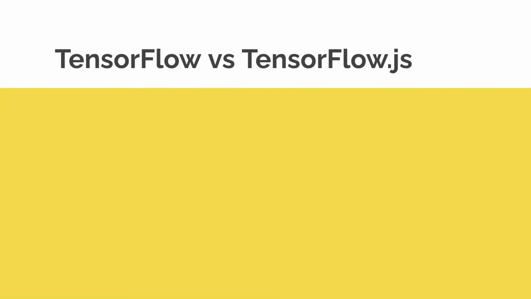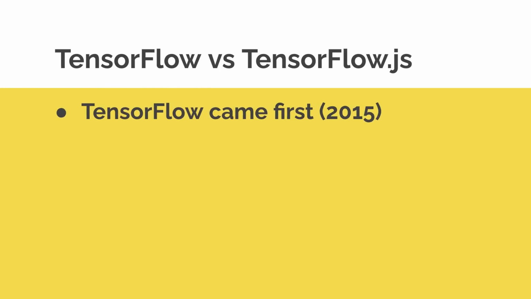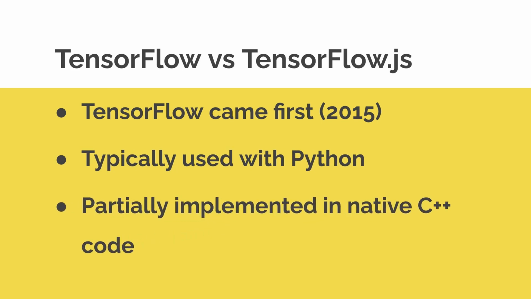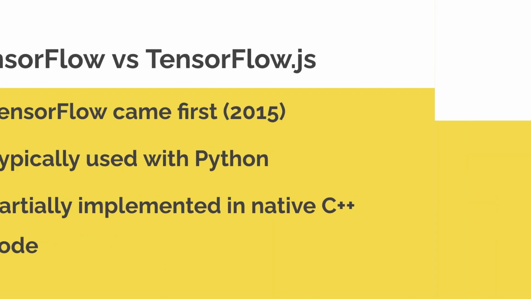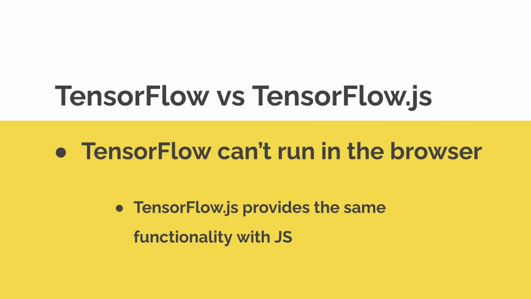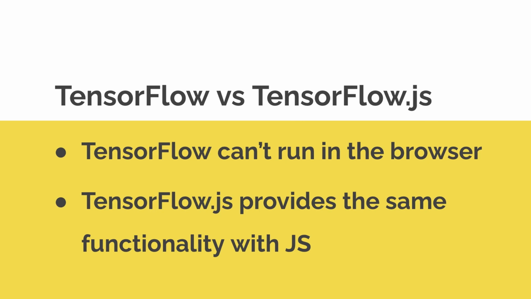So it's highly flexible. Let's compare TensorFlow versus TensorFlow JS. Regular TensorFlow came first. It was released in 2015, and typically it's used with Python. As well, regular TensorFlow was partially implemented in native C++ code. Now, TensorFlow Python cannot run in the browser. That's why we use TensorFlow JS if we want to bring machine learning to browser projects, because TensorFlow JS provides the same functionality as TensorFlow Python but with JavaScript.